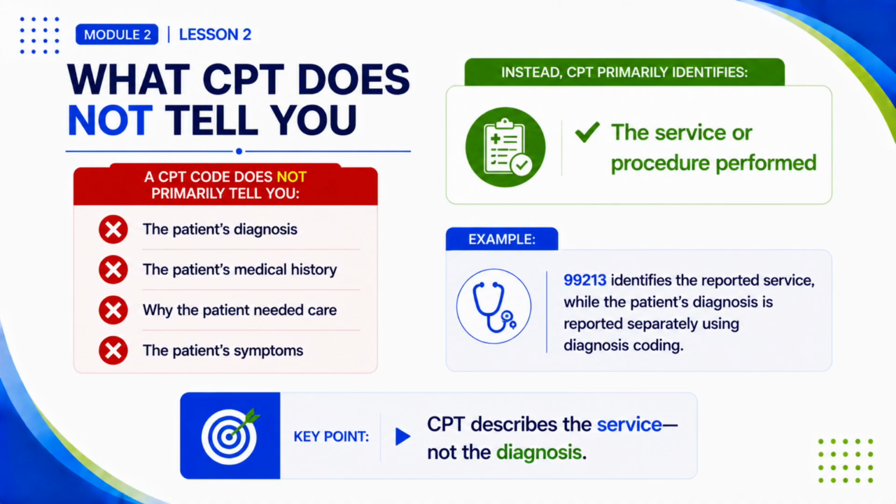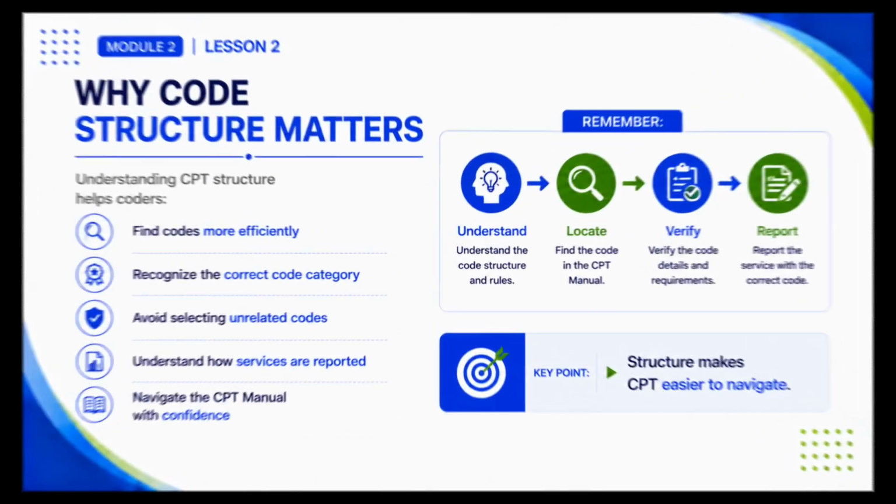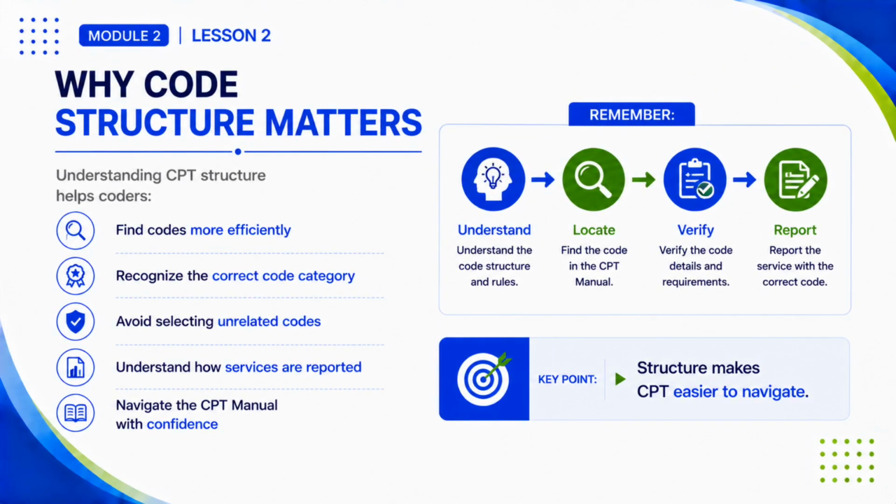A CPT code does not primarily tell you the patient's diagnosis, history, symptoms, or why care was needed. Instead, it identifies the service or procedure performed. For example, 99213 reports the service, while the diagnosis is reported separately. CPT describes the service, not the diagnosis. Understanding CPT structure helps you find and verify codes efficiently. Remember, understand, locate, verify, and report.